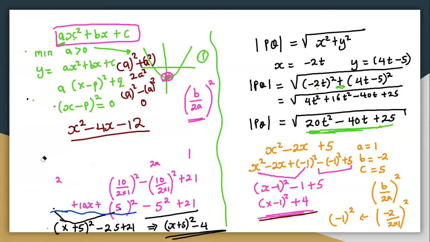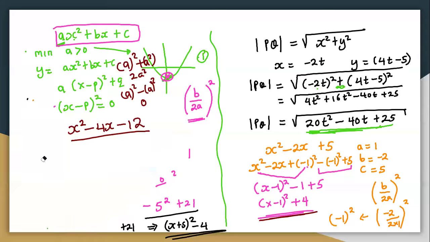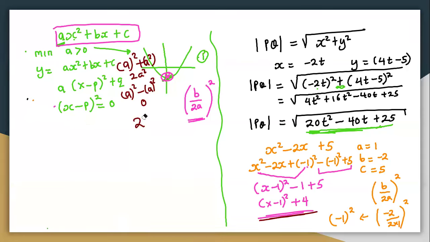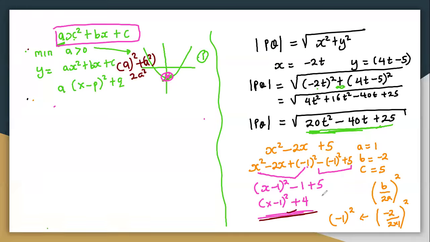Now, I want to go to the second part. In case you find such numbers and they are asking you to get the minimum point, the moment you reach this point, at minimum point, you just say x minus 1 squared is equal to 0. So this one dies, and your minimum point remains 4. So your answer becomes 4.